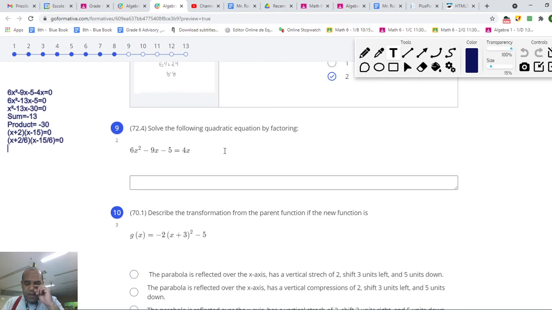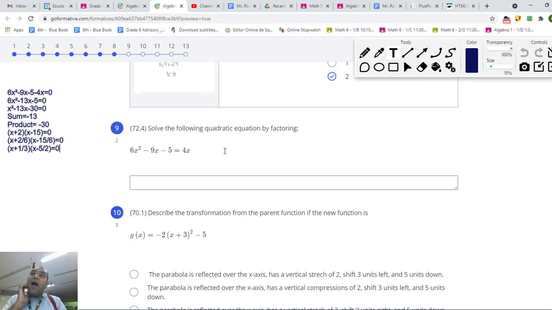Simplifying this fraction will be x plus 1/3. Oh, I forgot the parentheses over here. Let me just start again. (x plus 1/3)(x minus 5/2) equals 0.